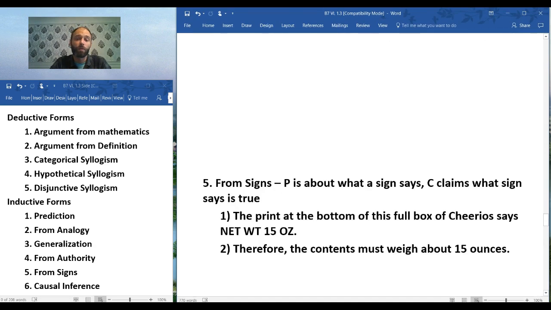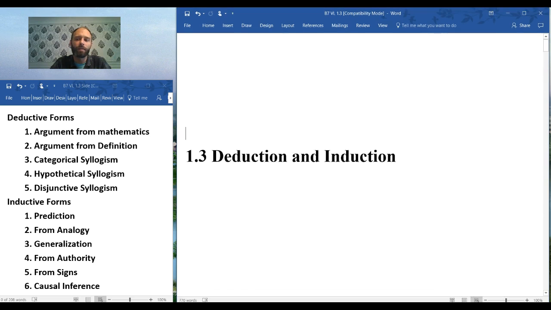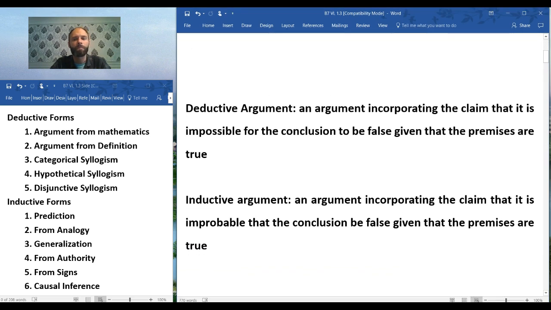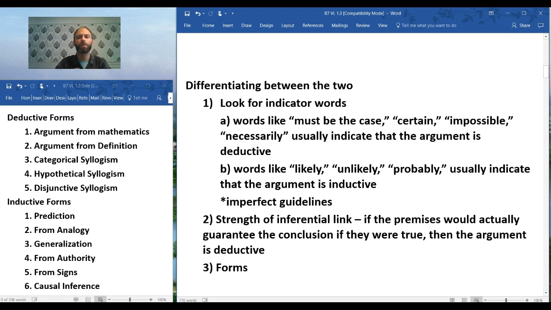Just to review, today we've talked about inductive and deductive arguments and how to differentiate between them. Remember that deductive arguments try to prove their conclusion with certainty. An inductive argument tries to show that the conclusion is more likely than not, is probable. And the way we learn to differentiate between the two, we talked about looking for indicator words, but indicator words aren't a great guideline. Better tools for trying to differentiate between the two: look at the strength of the inferential link. If it happens to be the case that the truth of the premises would actually make us certain that the conclusion is true, then the argument's deductive.